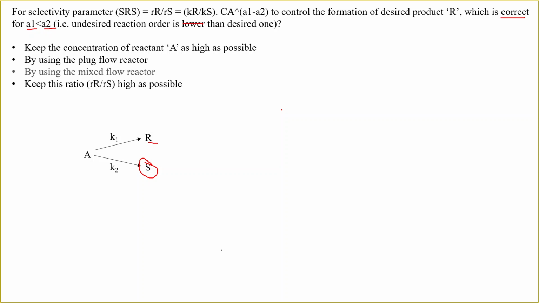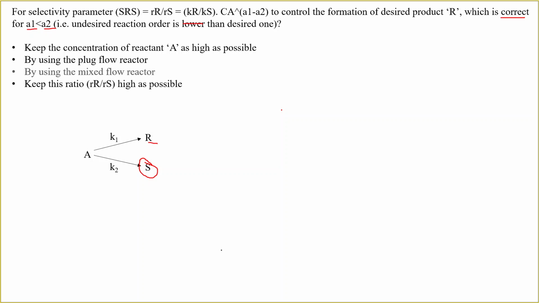Next is by using the plug flow reactor. Again, that is not the correct way to go, because if we use a plug flow reactor, it will only promote the higher conversion to S, as we have discussed in the previous sessions also. Third is by using the mixed flow reactor. Now, in this case, the mixed flow reactor will be helpful for us. How? Because when you add A inside the mixed flow reactor, instantaneously reactant A will start reacting and it will simultaneously produce R and S.